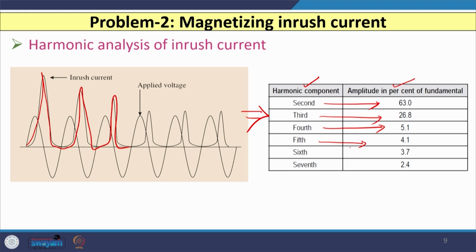Fifth harmonic we can consider, but that is again for the overexcitation condition, and the other harmonics beyond fifth, those magnitudes are not significant. So, to detect the magnetizing inrush current, we will use the second harmonic component, and for the detection of overexcitation condition we will use the fifth harmonic component.